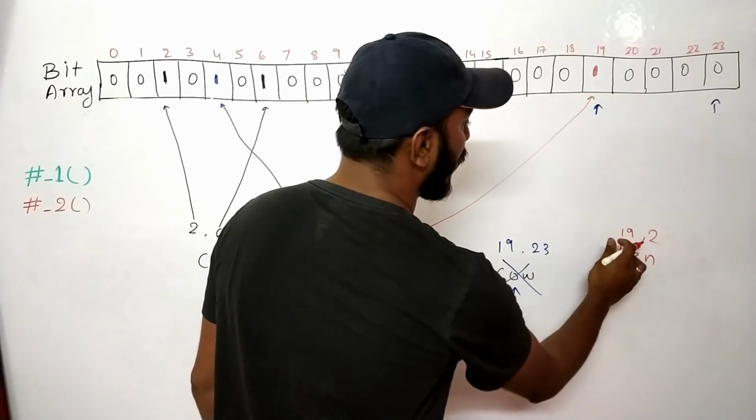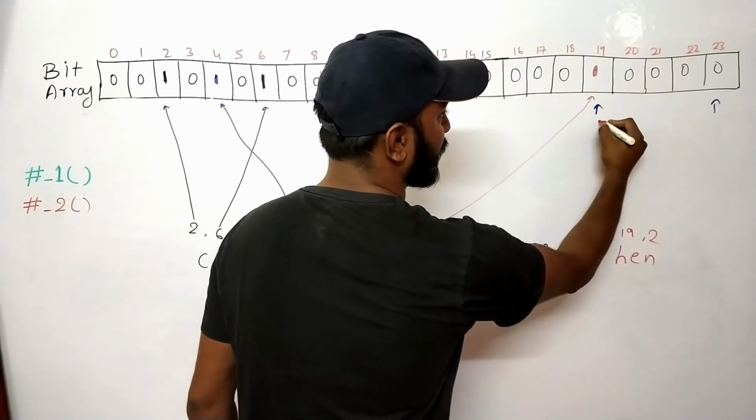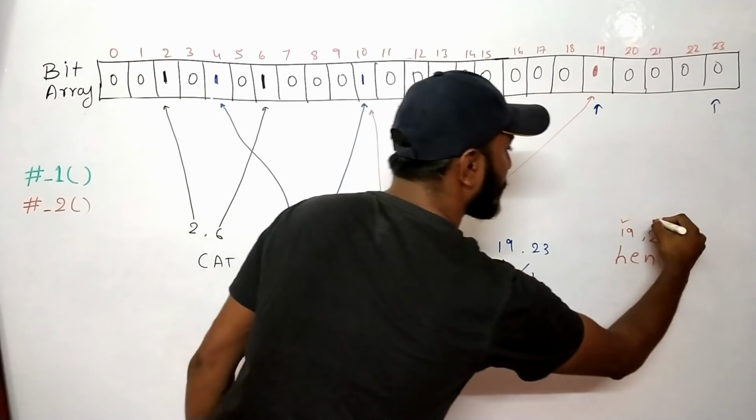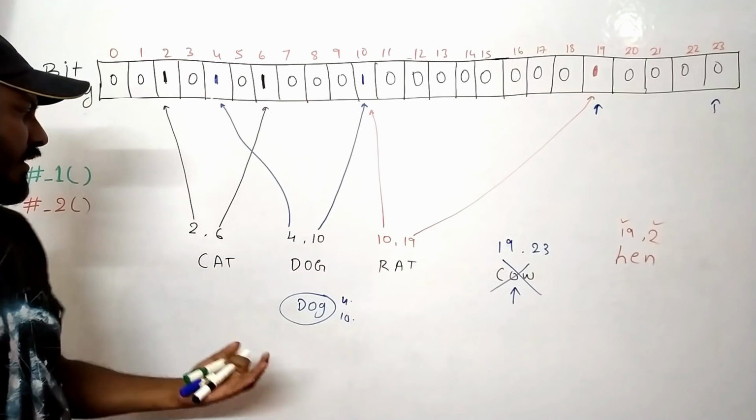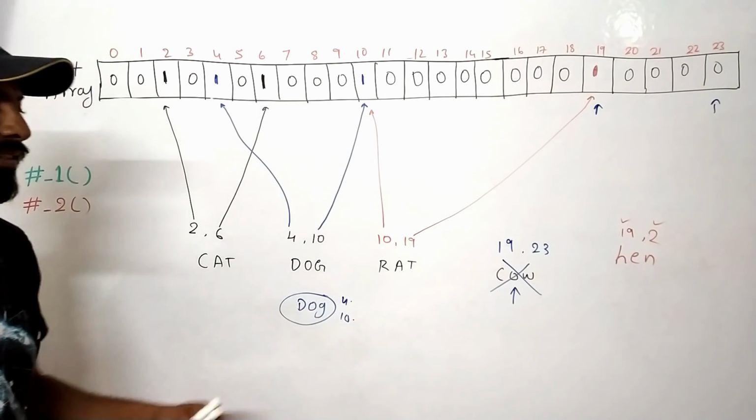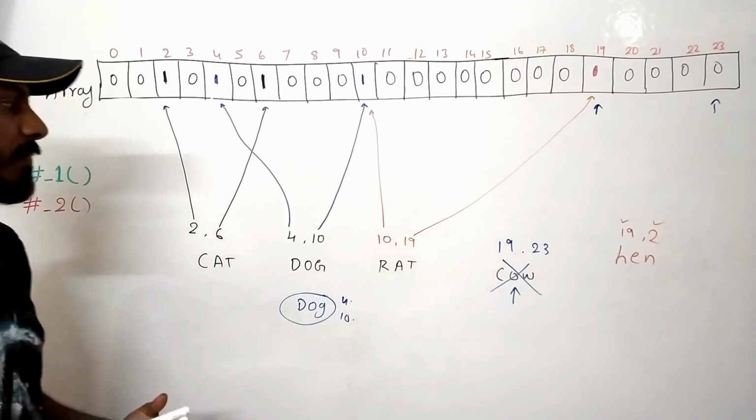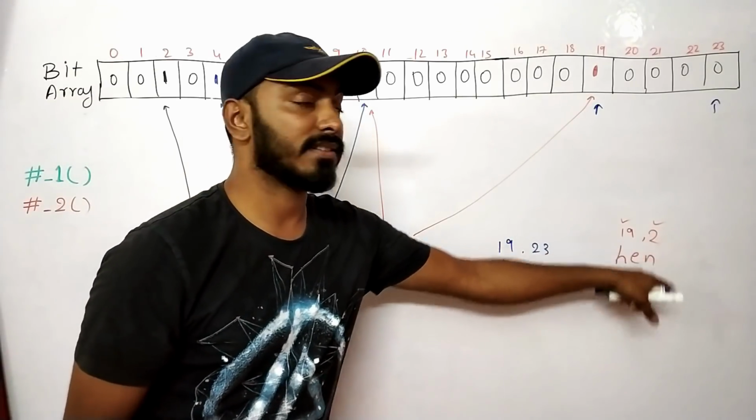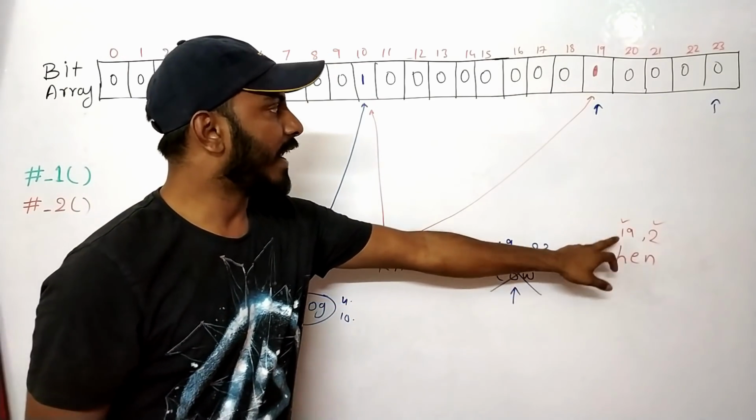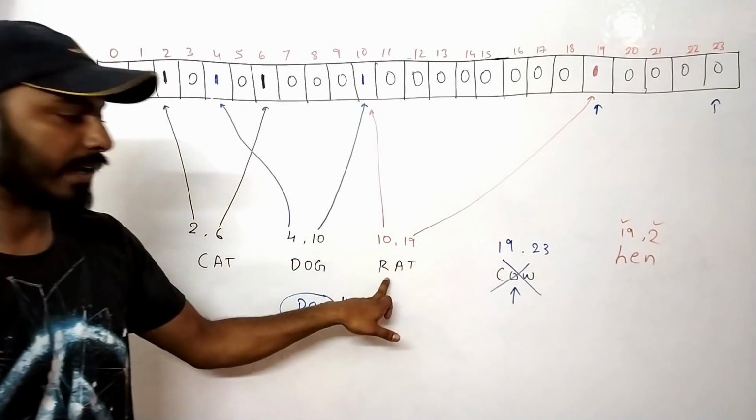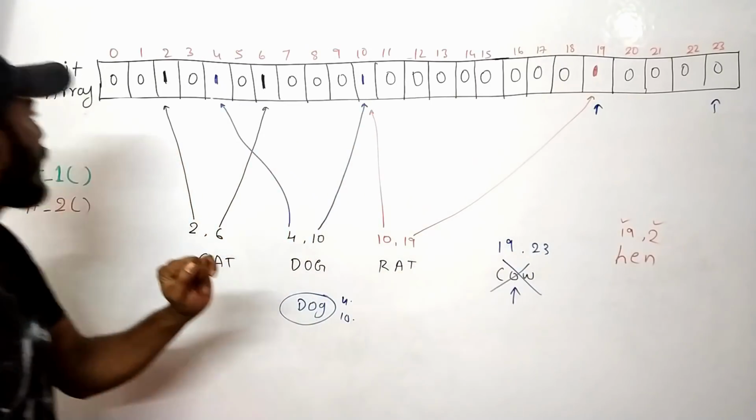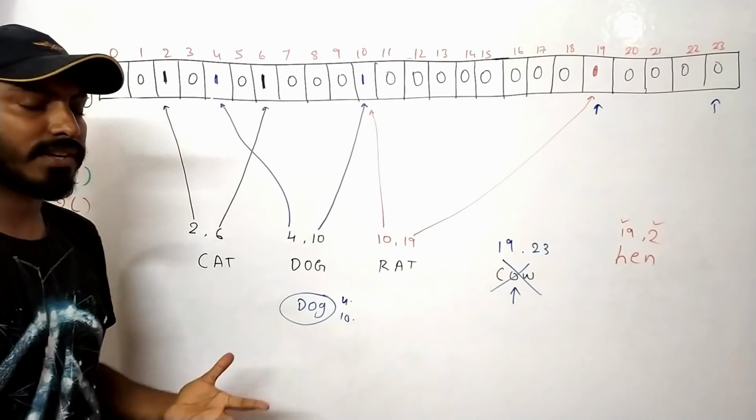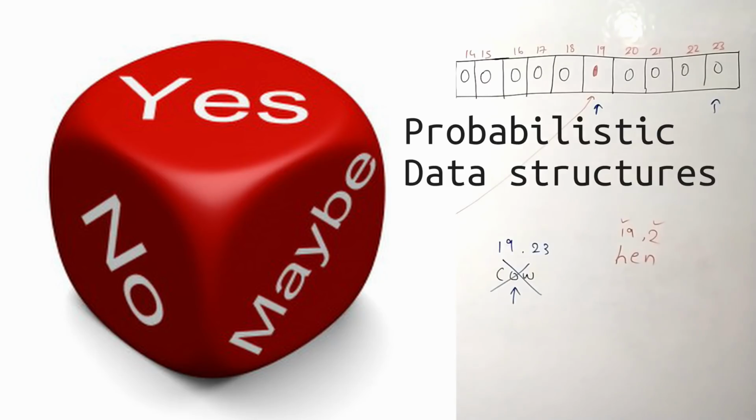So go to position 19. Yes, it is set. Go to position 2, that is here. It is set. But did we even process hen, or did we save this particular input in the first place? We didn't save it, right? But why are both bits set? That's because position 19 was set by rat and position 2 was set by cat. There's a collision, right? And that's the reason why we call it a probabilistic data structure.